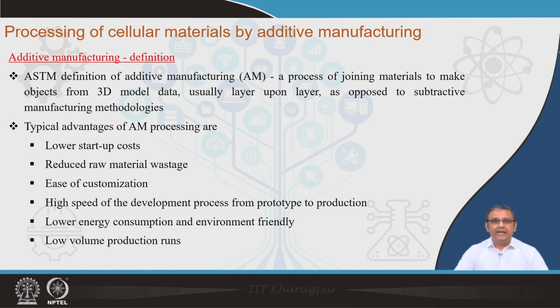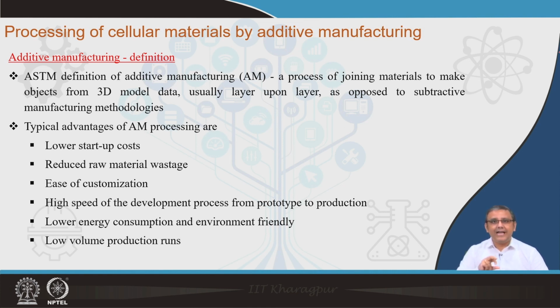To start with, it is a process of joining materials. That means AM can be thought of as a variety of the welding or joining process, where individual layers or individual coatings are joined together. Then it is made from 3D model data. That means this AM technique starts with the creation of a 3D model or a CAD drawing of the actual final component to be fabricated, and then usually this fabrication is done layer upon layer.